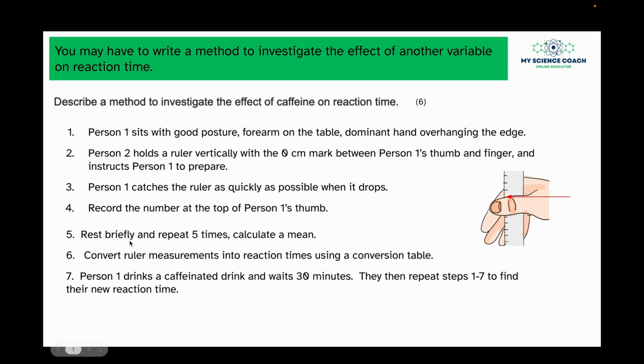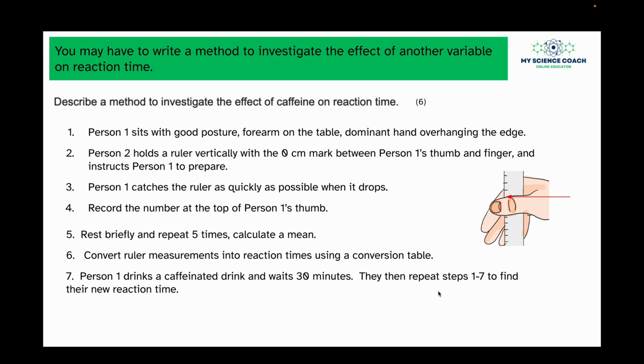So repeat these steps again. You don't need to, in your method, write it all back out again. Just say repeat steps 1 to 6 in order to find a new reaction time. So therefore, we're going to have 2 reaction times. We're going to have the reaction time without caffeine and the reaction time with caffeine. This would get us 6 marks.